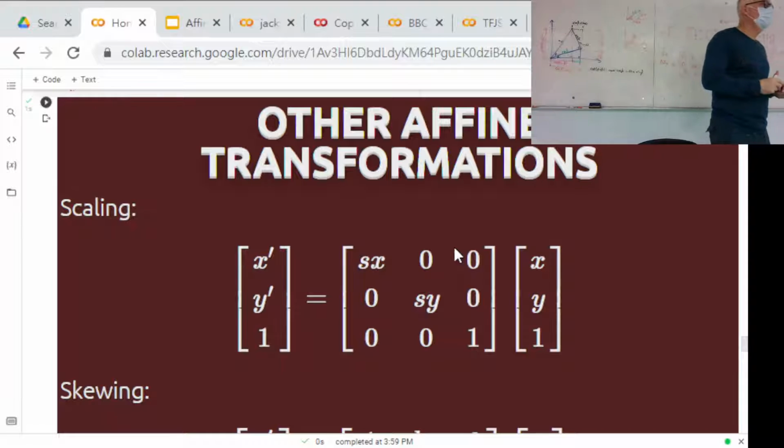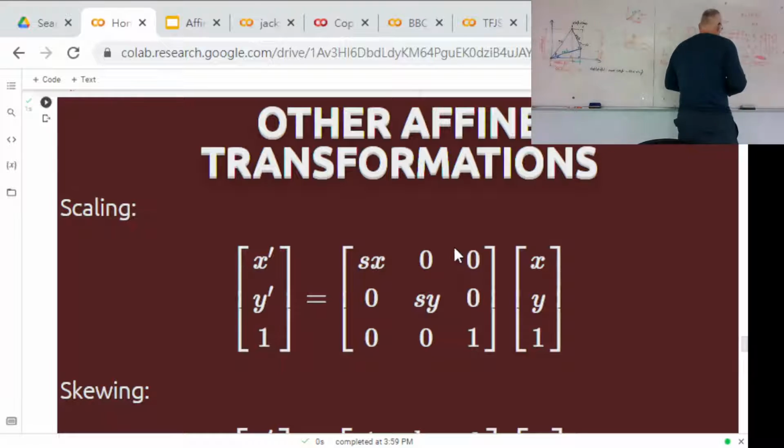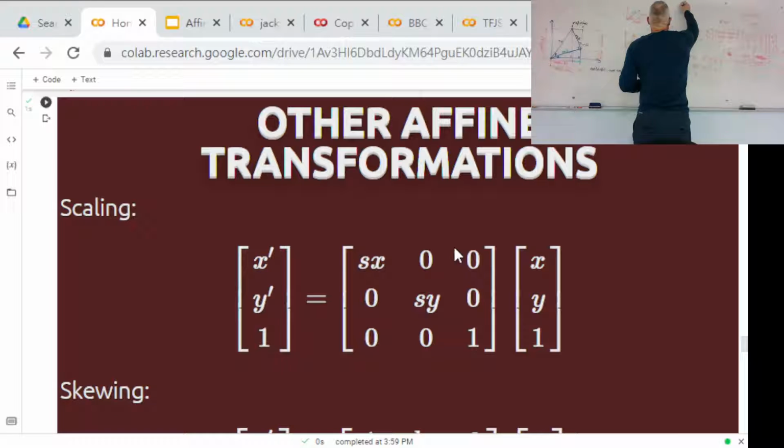And that one is important for computer graphics, like if you zoom in on something. And the other part is skew. So what does that matrix do?